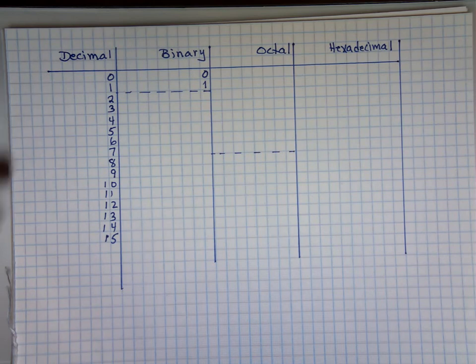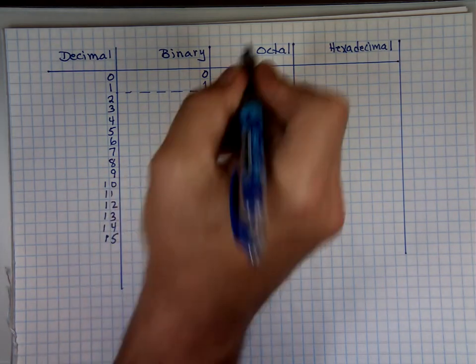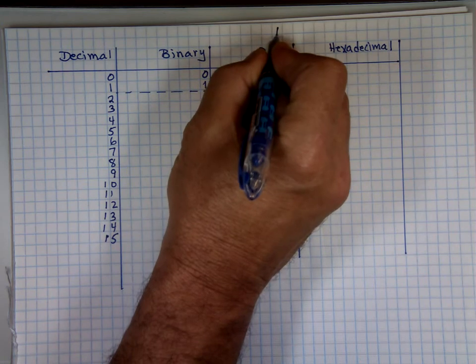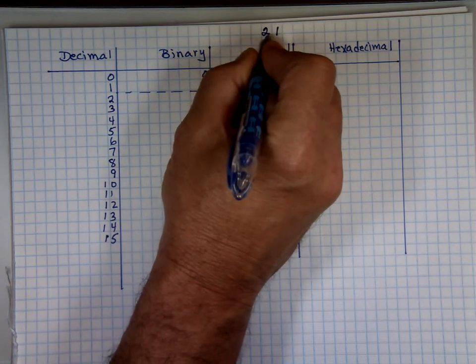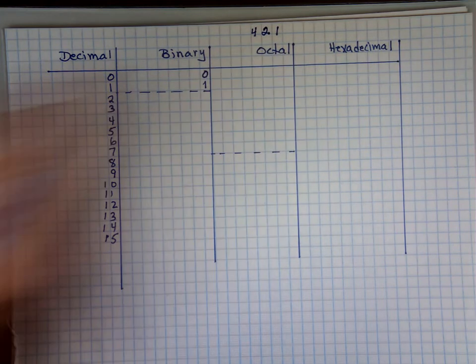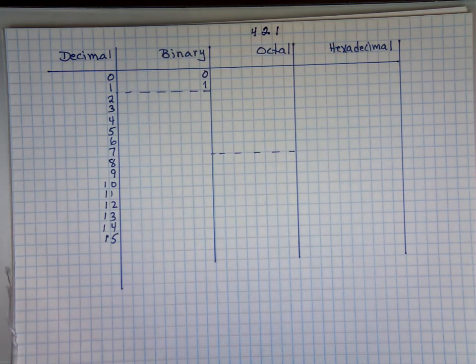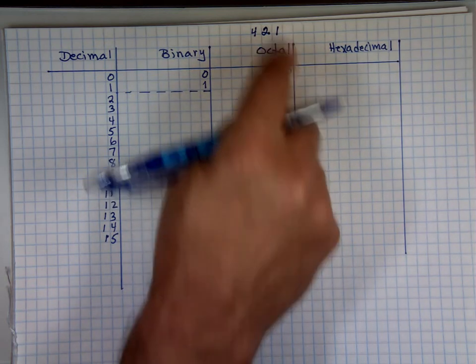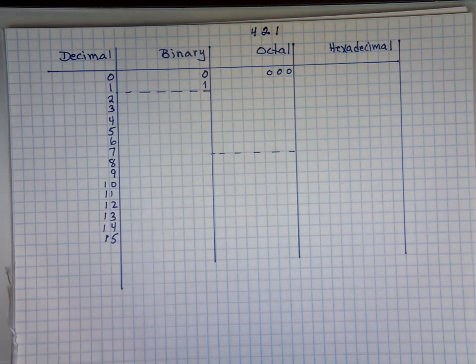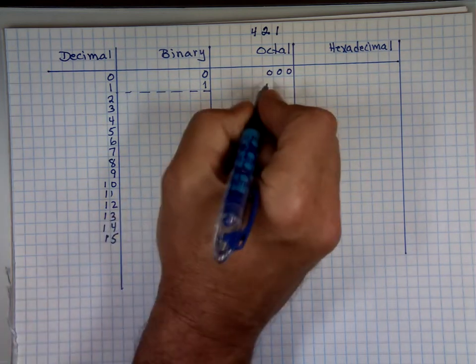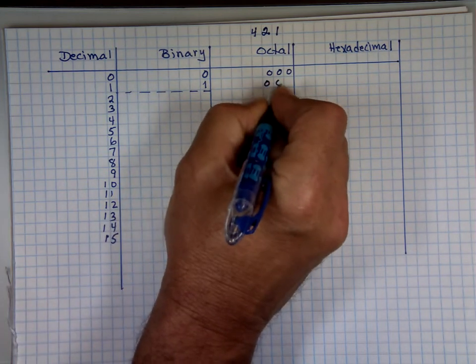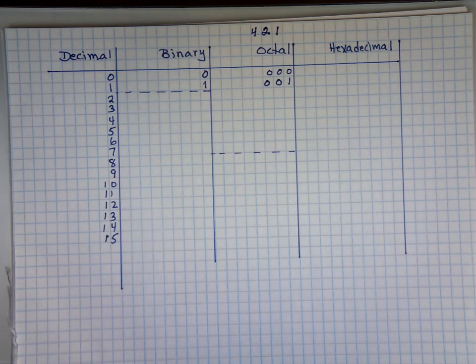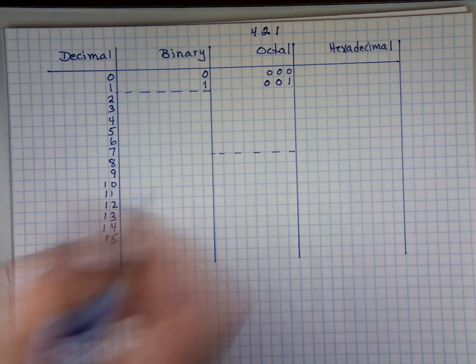The weight of them: 2 to the 0, which is 1, 2 to the 1, which is 2, 2 to the second, which is 4, right? It's called 1, 2, 4. So a 0 is 0, 0, 0. 0 in the 1 location, 0 in the 2, 0 in the 4. The 1 is 0, 0, 1. The 2 is 0, 1, 0.